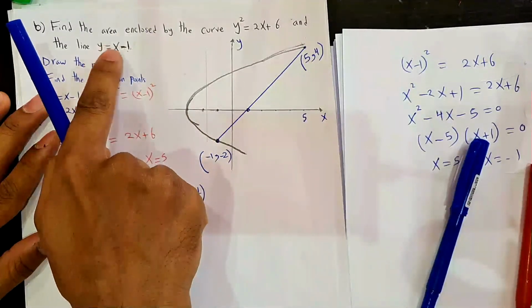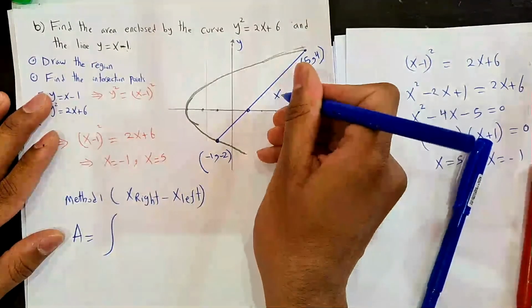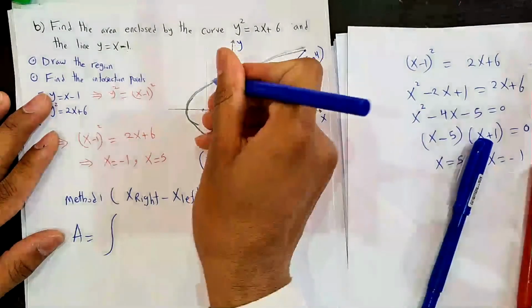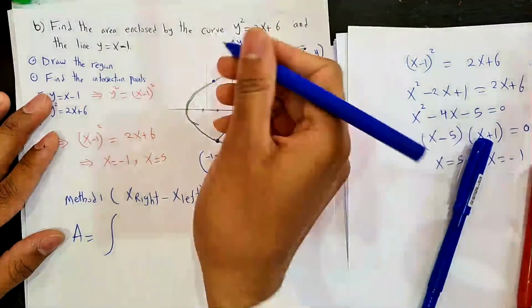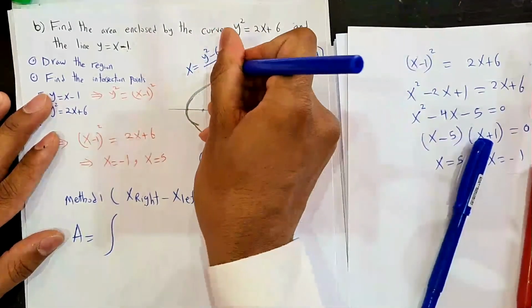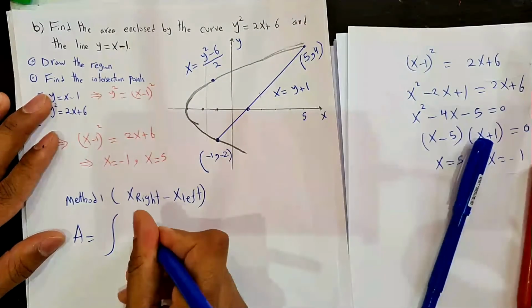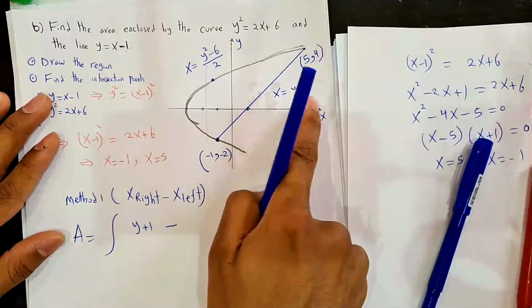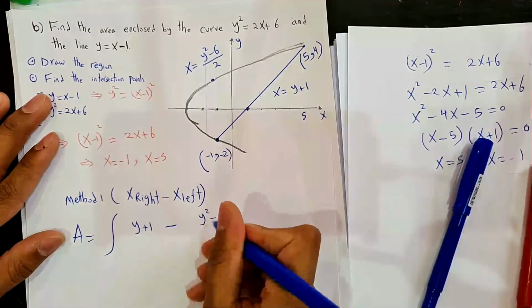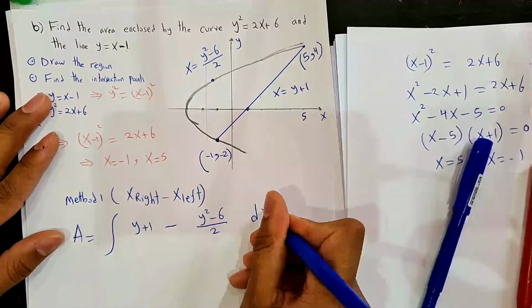What is x in the right? See here, there is y equal x minus 1. Solve for x. You will get x equal y plus 1. And what is x here? Solve. I think this is not difficult for you. y square minus 6, then divide by 2. So the final answer will be y plus 1, this is x right, minus what is x in the left? It is y square minus 6 over 2, dy.